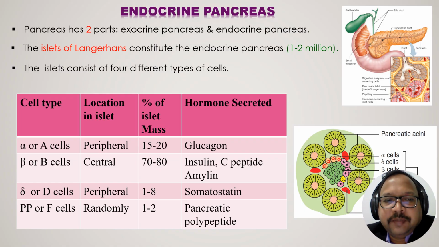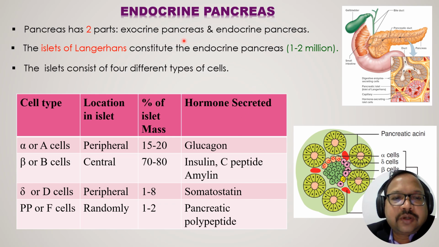So the pancreas basically has two parts. One is the exocrine part and the other is the endocrine pancreas. The exocrine pancreas releases enzymes. The endocrine pancreas releases hormones. The endocrine pancreas has islets of Langerhans.